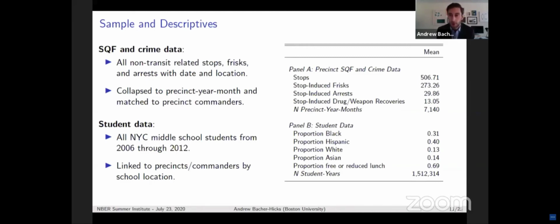We don't have home addresses, although I wish we did. Part of the reason for focusing on middle school students is that most middle school students attend their zone middle school, and most middle school students walk to school. This is something that's different from high school students, and something I'm happy to talk about more in the Q&A.